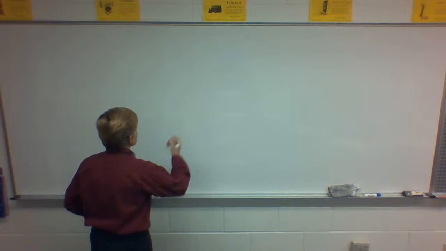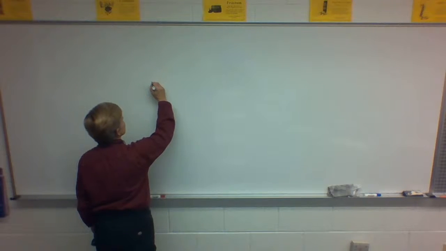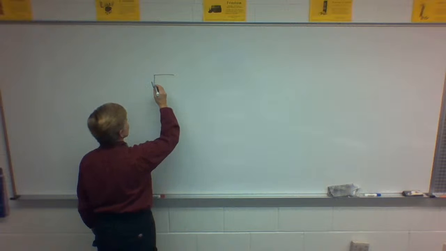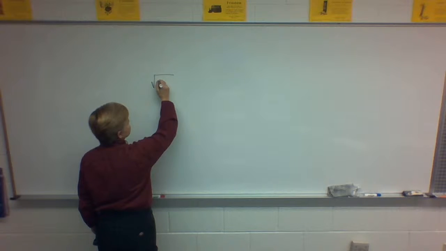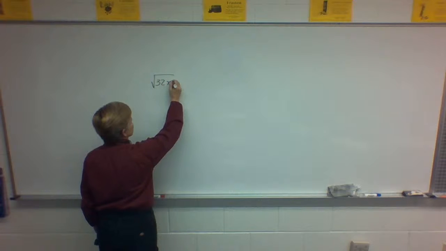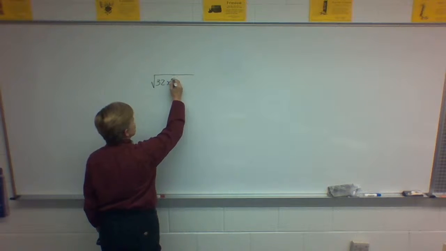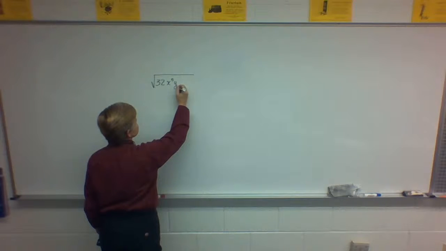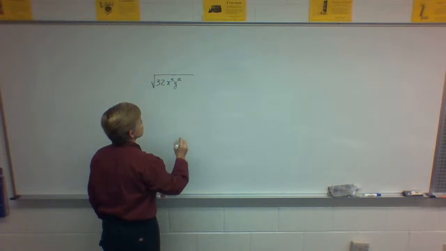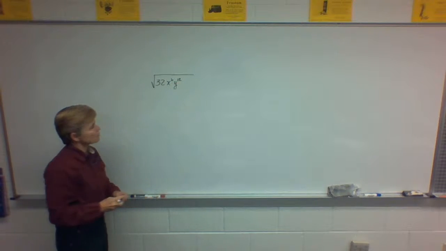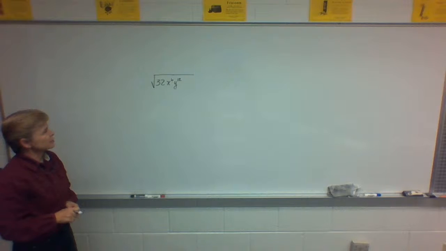So consider this with me for just a minute. Just consider square root, since that's something you're used to. If I have the square root of, let's say, 32 x to the 5th, y to the 6th, and you want to simplify that.